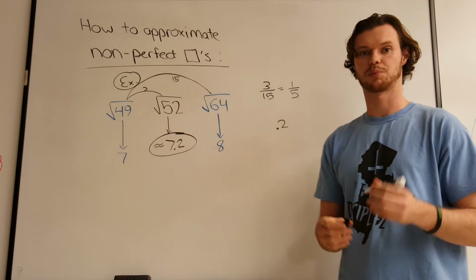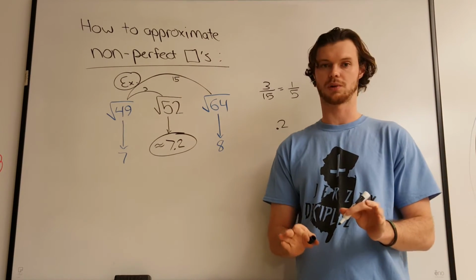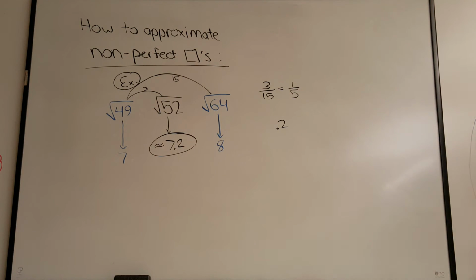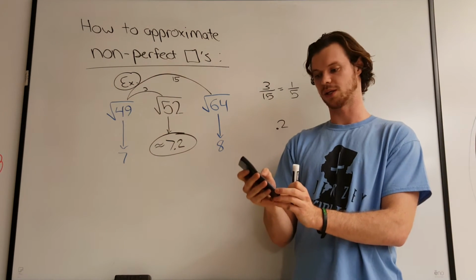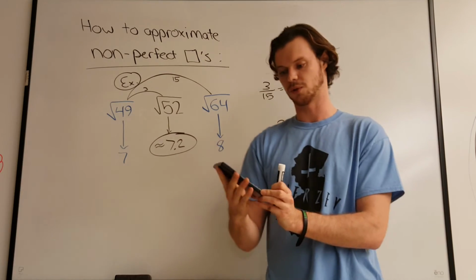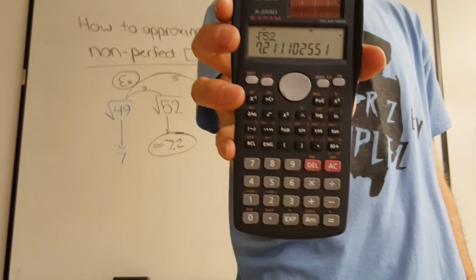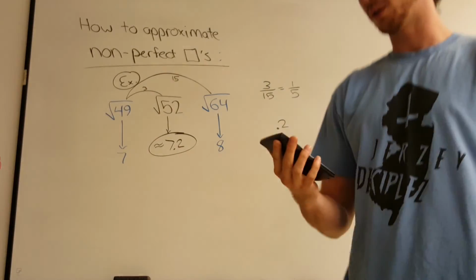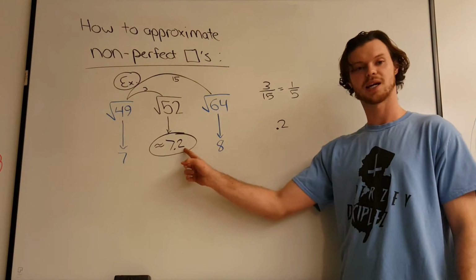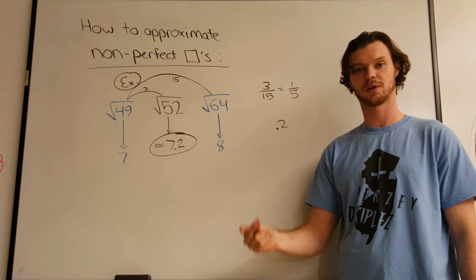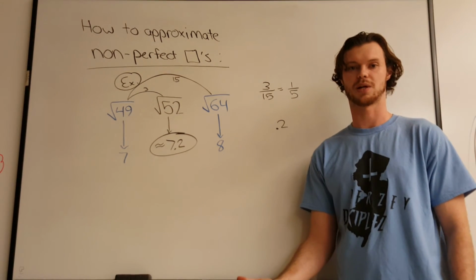Now, notice I said approximately. The real answer for the square root of 52, let me go off camera for a second. If I type this into a calculator, square root of 52, if you can see that, it says 7.211, and then it goes on a really long time. Now, did we get that exact number? No. But did we get a pretty good approximation that we can work with? Yes, that's the idea of these problems.